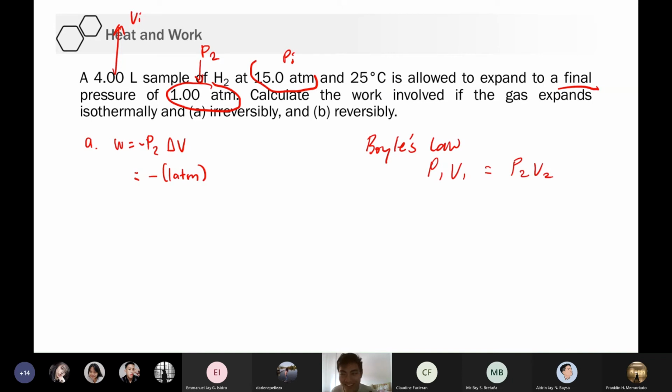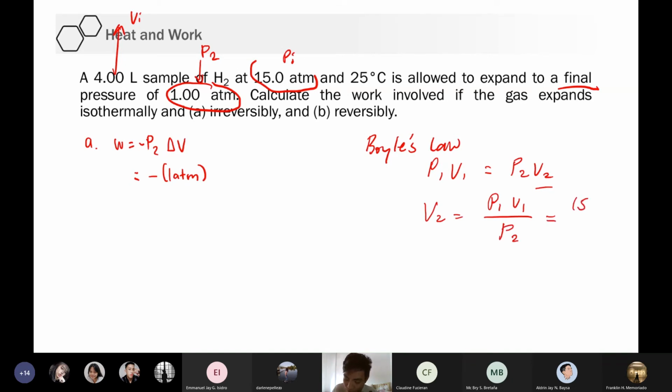Nakita nyo ba yan? Hindi. Kung hindi, okay lang. Okay lang, 1 point lang naman to eh. Pero yun na nga, kapag hindi given yung ibang mga bagay, you can use gas laws. Kasi gas to eh. We assume na ideal gas to kanina pa, di ba? Don't forget that, okay? So, kapag initial volume lang binigay, walang binigay na final volume, you can use Boyle's law. So, let's solve for the V2. That's V2 equals P1 V1 over P2.